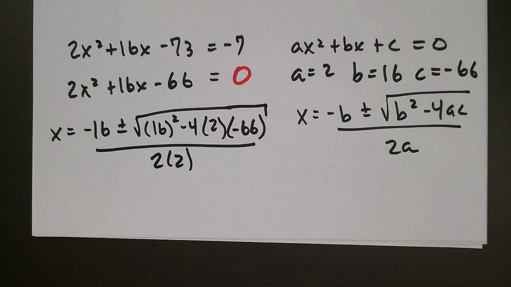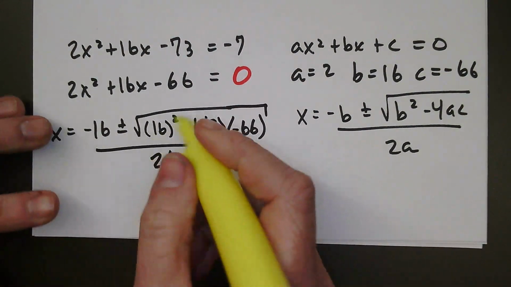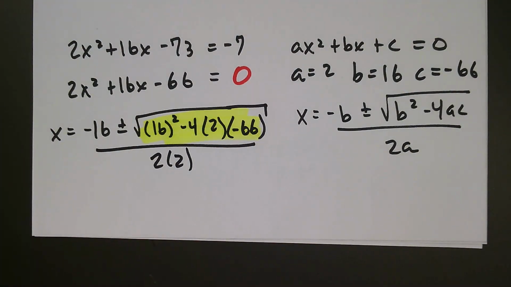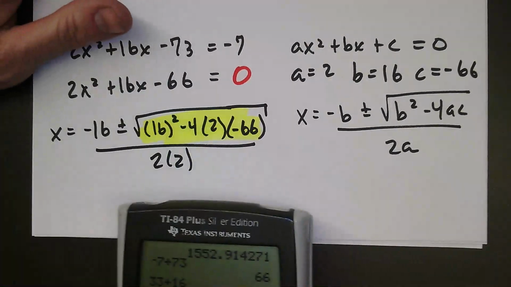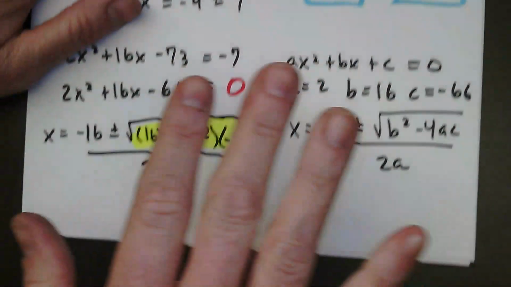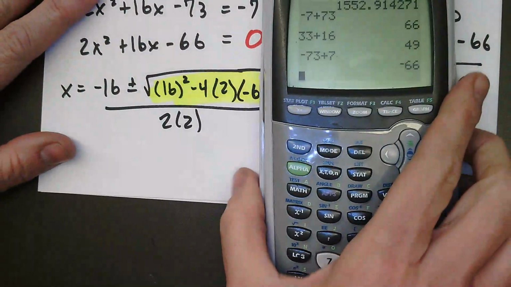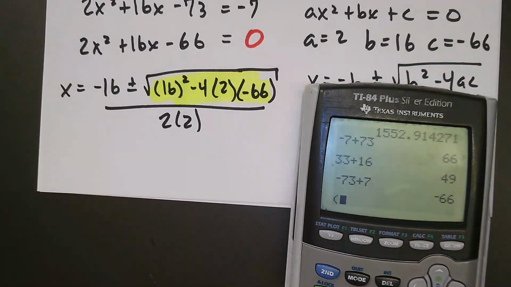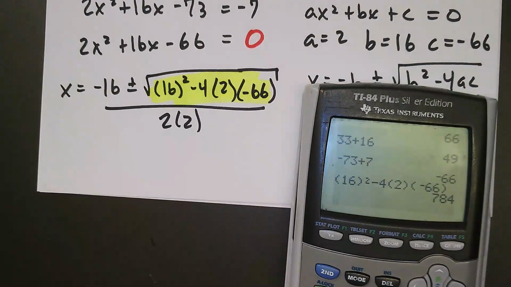So I'm going to use the calculator to help me out. Now, I highly recommend that you type this part into the calculator first without the square root, just to sort of see what that number is. That number is called the discriminant. The number under the radical will tell you how many solutions you're going to have. I already know I'm going to have 2 real solutions, but if I didn't know that, this discriminant would tell me whether it was positive, negative, or 0. So I'm going to do 16 squared minus 4 times 2 times a negative 66. And that's going to give me 784.